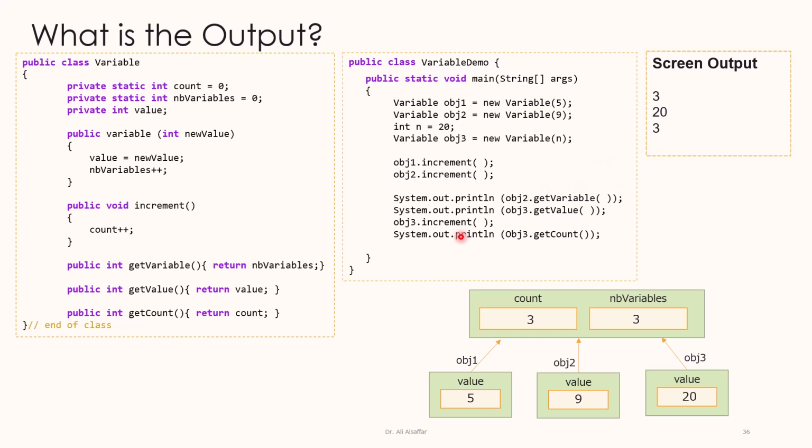That completes the trace of our program, and the output is in the first line 3, in the second line 20, in the third line 3. Let us quickly trace the program in JGrasp using the canvas.